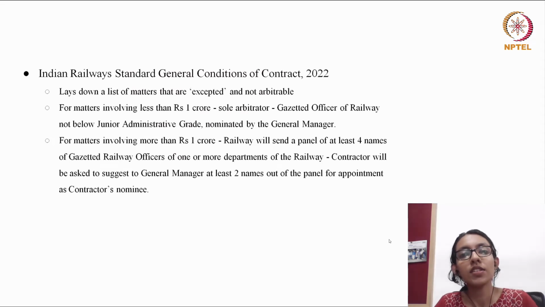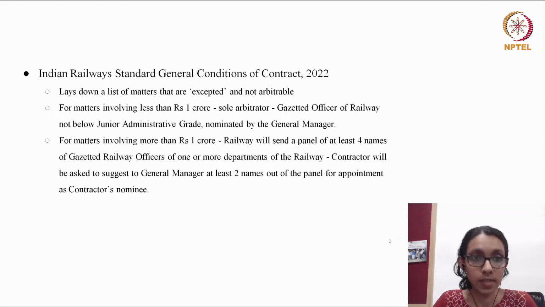Similarly, this is the general conditions of contract that has been published by the Indian Railways for the year 2022. If we look at the arbitration clause in the general conditions of contract, we can find that there are a list of matters that are accepted matters, which means that arbitration cannot be preferred on these areas. Secondly, the conditions of contract also stipulates that if the matter involves less than rupees 1 crore, then there would be a sole arbitrator who will be appointed by the general manager.